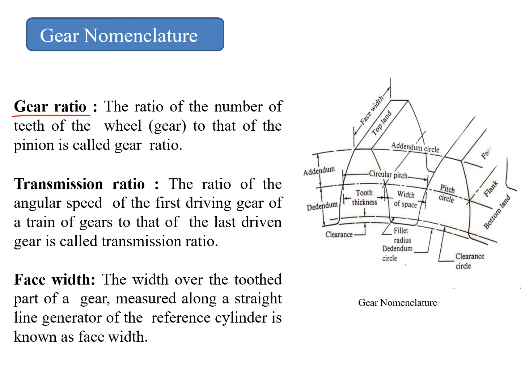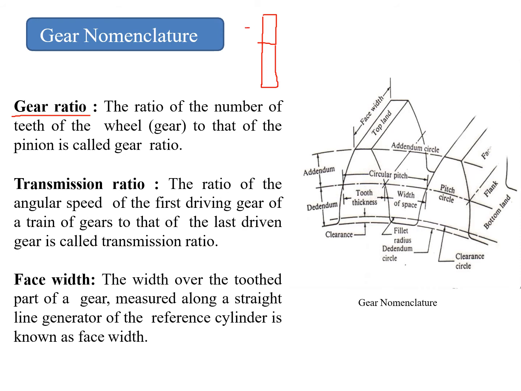Transmission ratio is the ratio of angular speed of the first driving gear of the train of gears to that of the last driven gear. So when we are talking about a single stage, it means suppose this is a pinion which is in mesh with the gear.